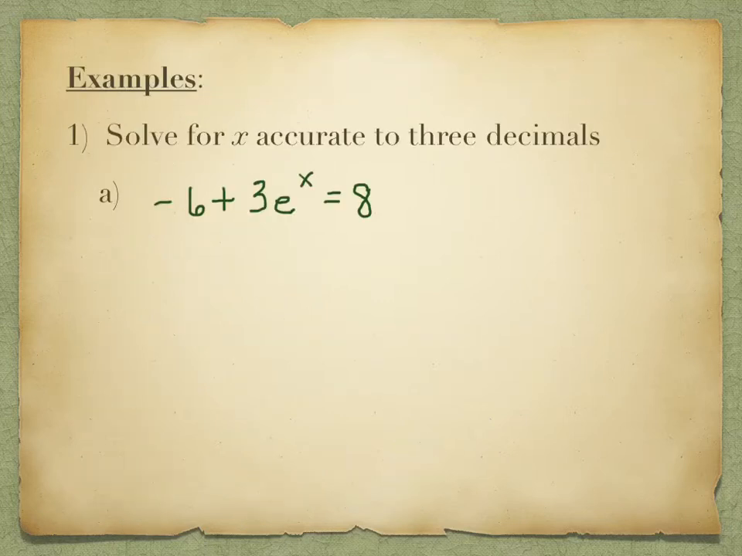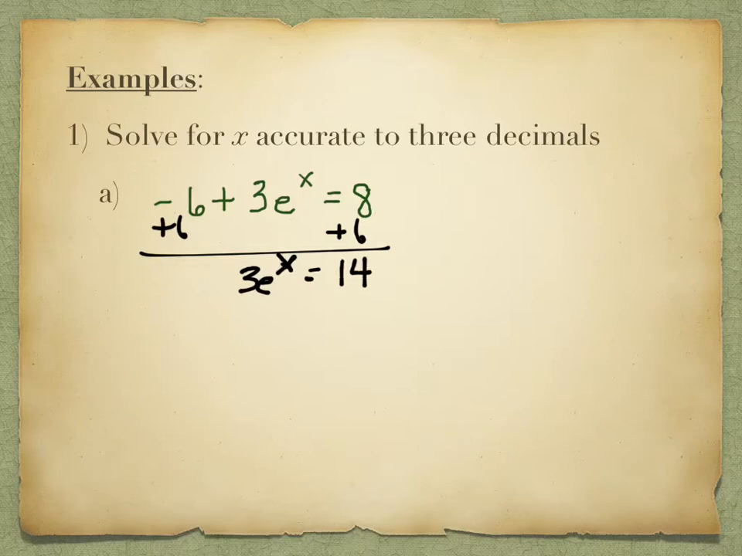So taking a look at this first example, we have an equation and it has an exponential in it. Very much like when you have any variable in an equation, when you're solving for it, you want to get the variable part alone. So what am I going to do first? Take the 6 over to the 8. Okay, I'm going to add the 6, right? So this is 3 e to the x equals 14. Then what? I would divide by 3 next. So this is e to the x equals 14 thirds.